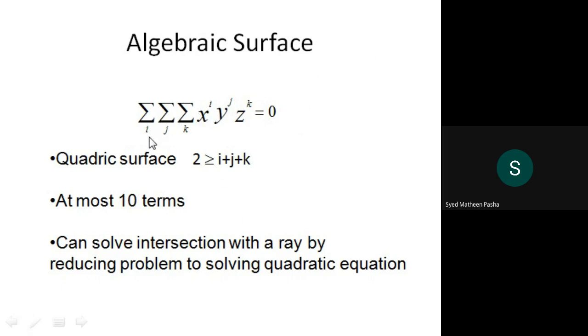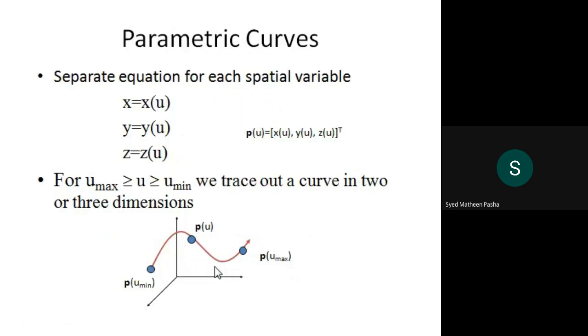If the values of i, j and k are summed, and you get a value greater than or equal to 2, it is a quadratic surface. Then, how many terms does an algebraic or quadratic surface consist of? It basically consists of 10 terms, which can also solve intersection with a ray by reducing the problem so that you can solve some quadratic equations. Then we have parametric curves. This is one of the types of curves with respect to quadratic surfaces as well.